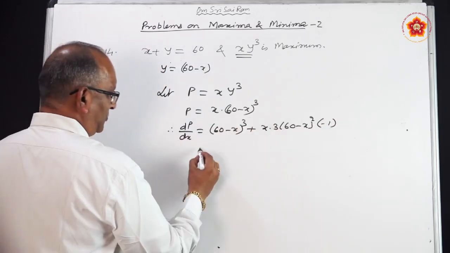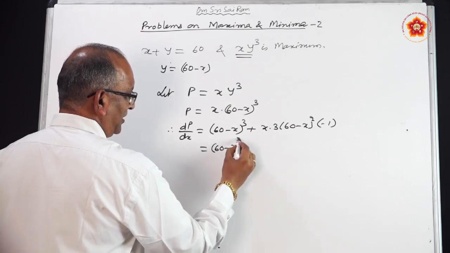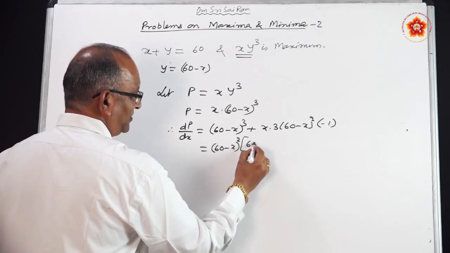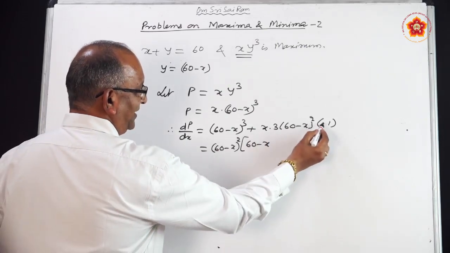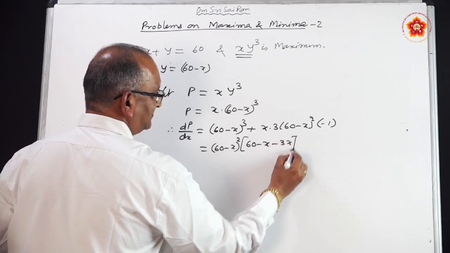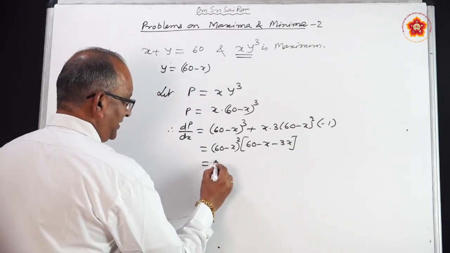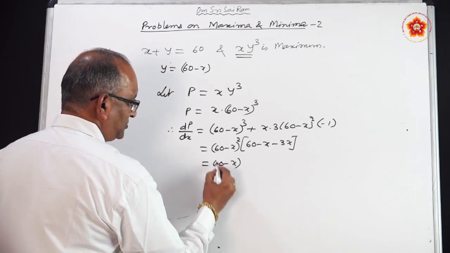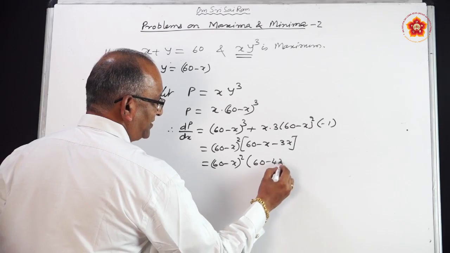What is common in both of them? 60 minus x whole square. If you take out common, what will be left? 60 minus x. Remember, and then you have minus sign with 3x. So, minus 3x. In other terms, this can be written as 60 minus x whole square into 60 minus 4x.